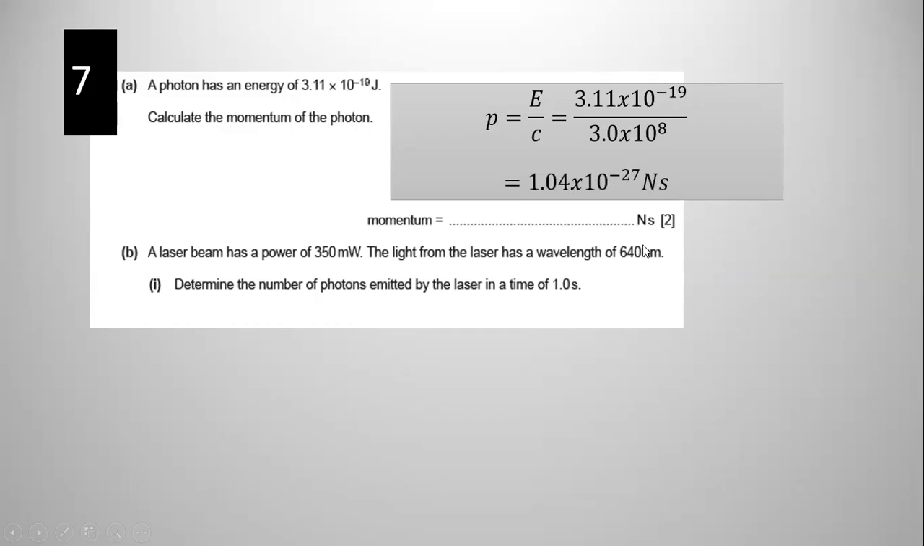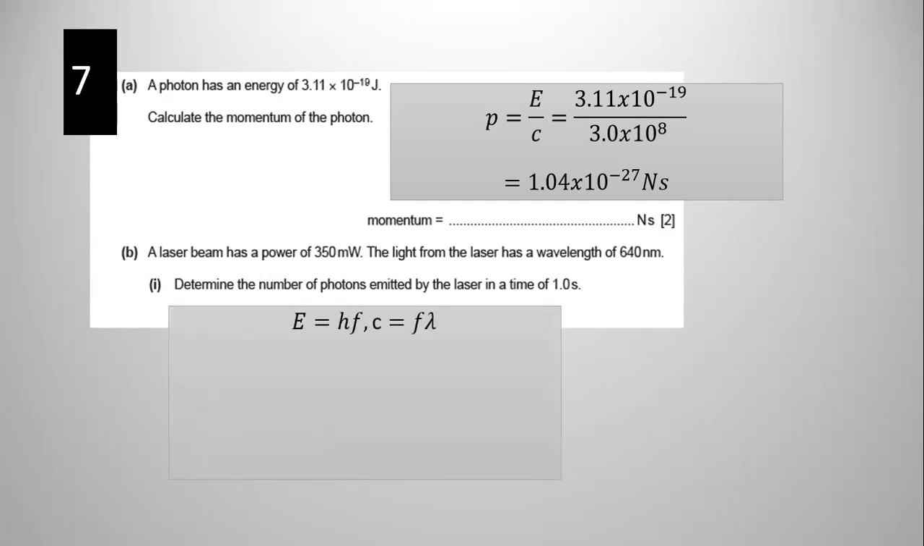Okay. A laser has a power of 350 milliwatt. Light from the laser has a wavelength of 640 nanometer. Determine the number of photons emitted by the laser in a time of 1.0 second. Okay, what formula to use? How to calculate? P equals E over T.